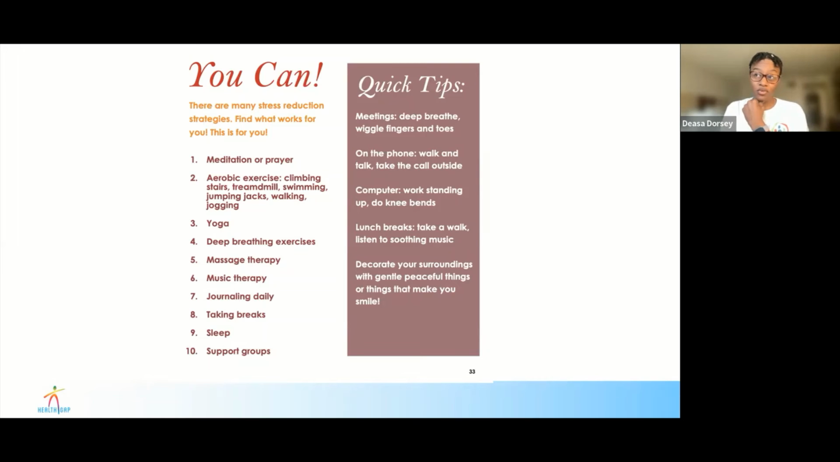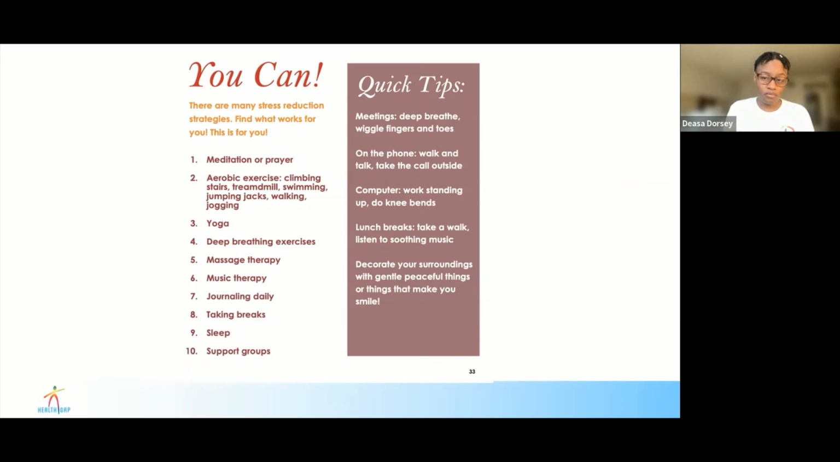Absolutely. Breathing techniques are one of the easiest things you can do to help calm and relax your body. So that's awesome. Meditation or prayer, which is kind of like a breathing technique. Aerobic exercise, like climbing the stairs, treadmill, swimming, jogging, walking. These are all good stress management strategies. Yoga, deep breathing, like Miss Beatrice was saying, massage therapy. Go ahead and schedule your massage for once or twice a month. You deserve it. Music therapy, just maybe dim the lights and turn on something soothing.